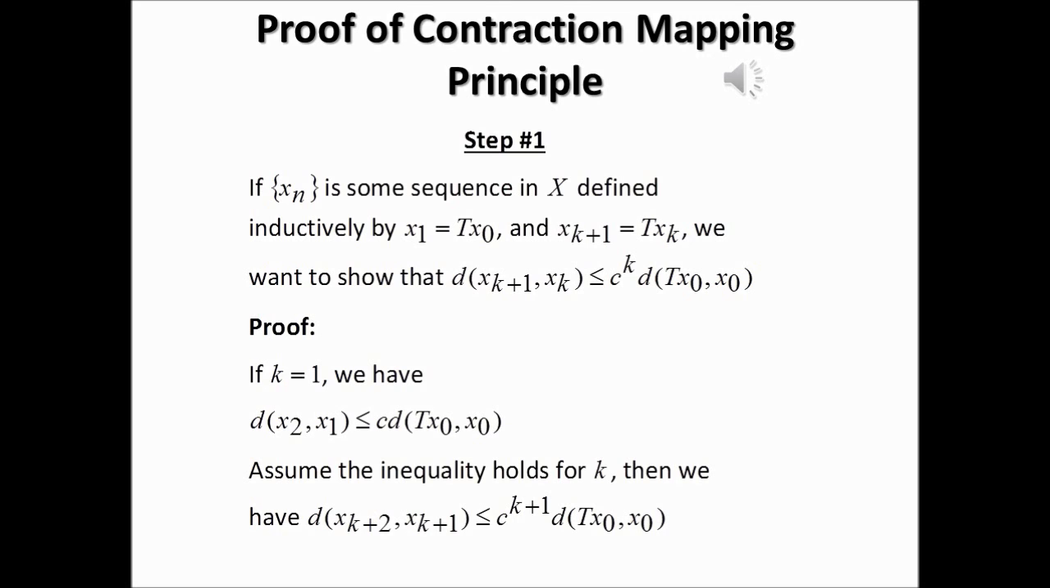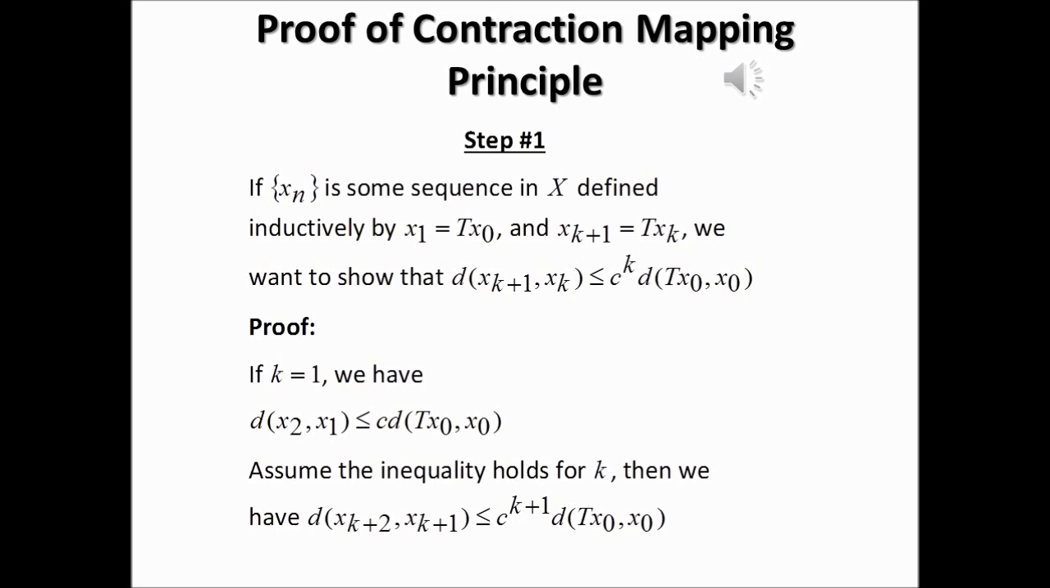If k is 1, we want to show that the ordinary distance between x_2 and x_1 is less than or equal to c times the ordinary distance between T of x_0 and x_0. Now we know from the inductive definition that x_2 is equal to T of x_1. So the ordinary distance between x_2 and x_1 is equal to the ordinary distance between T of x_1 and T of x_0.